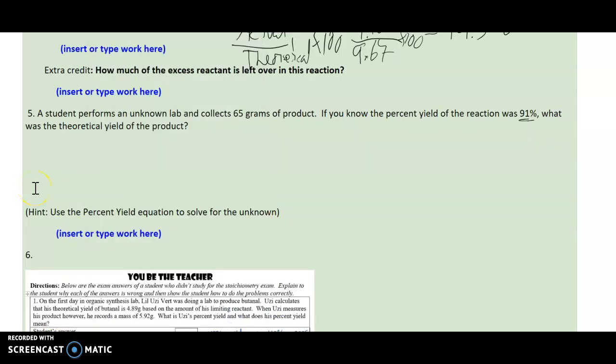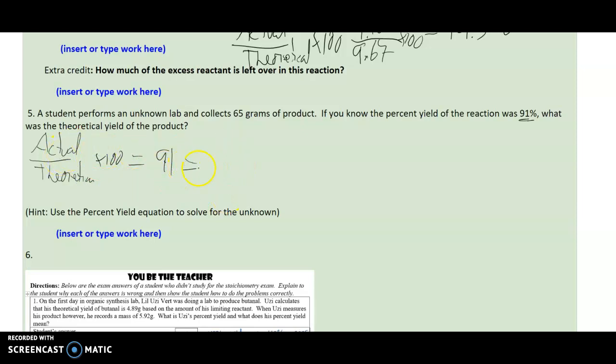Okay, number 5, there's a couple of different ways to do this. This is just an algebra problem. We know the percent yield was 91. What was the theoretical yield? What we do know is that actual over theoretical times 100 equals 91%.